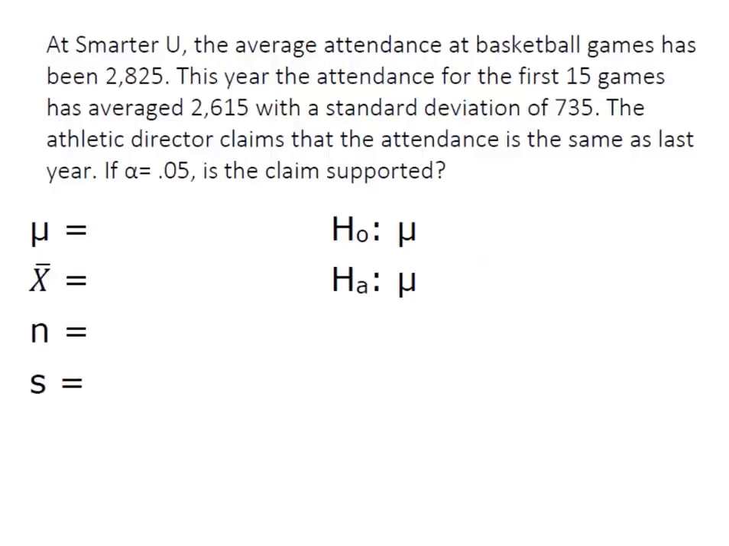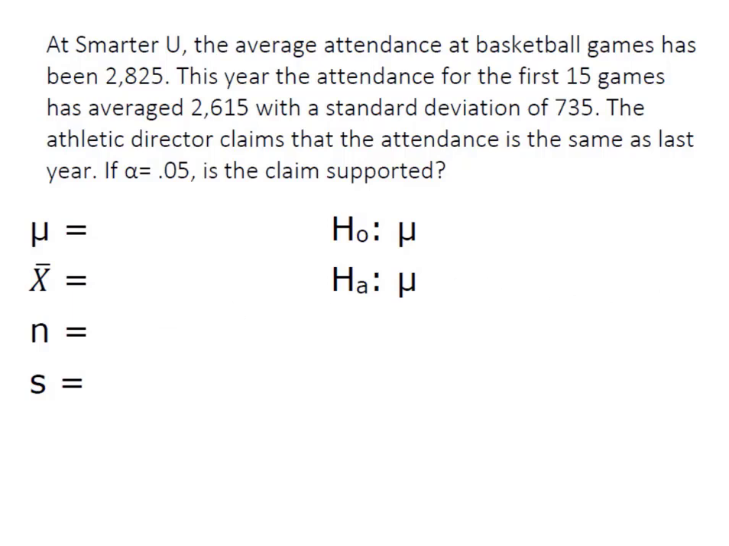At Smarter U, the average attendance at basketball games has been 2,825. This year, attendance for the first 15 games has averaged 2,615 with a standard deviation of 735. The athletic director claims that the attendance is the same as last year. If alpha equals 0.05, is his claim supported?